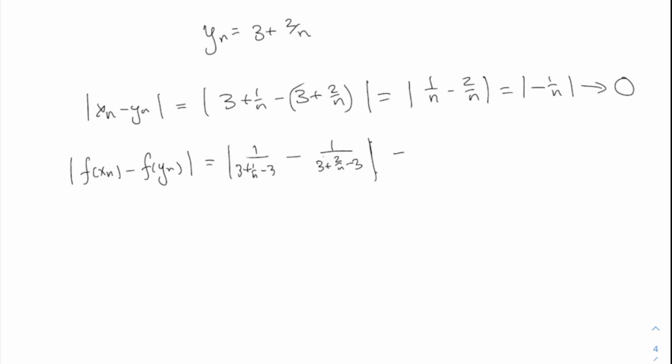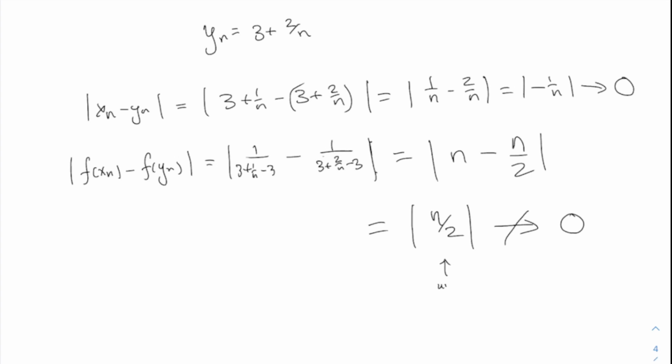All right, the 3's all cancel. I get 1 over 1 over n, which is just n, and then minus 1 over 2 over n, which is n over 2. This is just n over 2, and that does not go to 0. This, in fact, is unbounded, right? This goes to infinity, but it doesn't really matter what it does go to. All that matters is it does not go to 0. All right. Great. And that will do it for today, I guess.